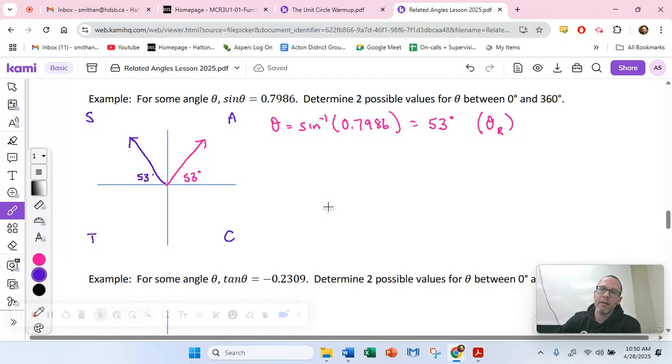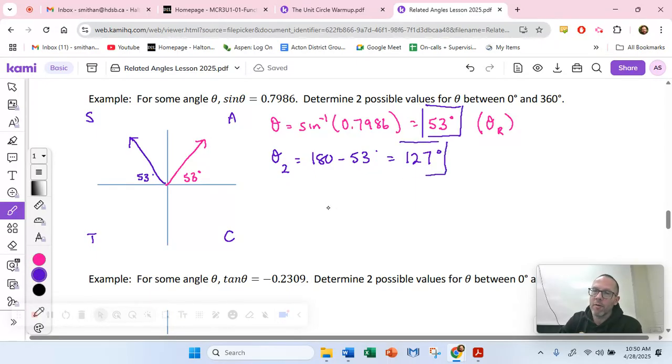We just have to use our calculators and find that. I might just put theta 2, finding the second angle here. It's just 180 minus 53. So, 127 degrees.